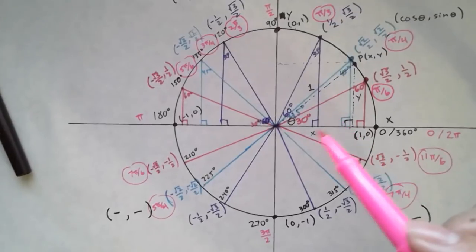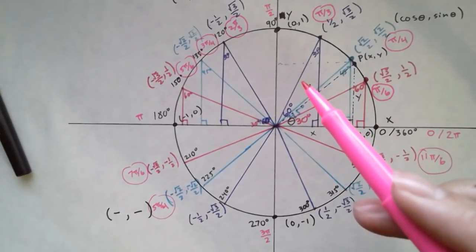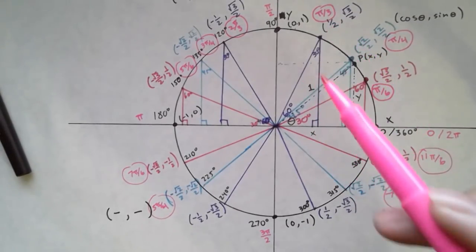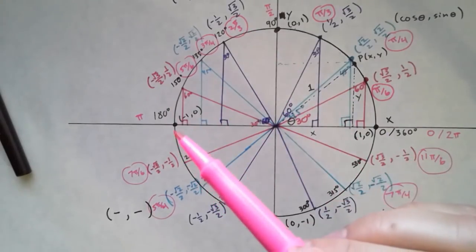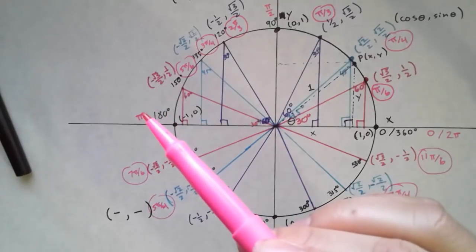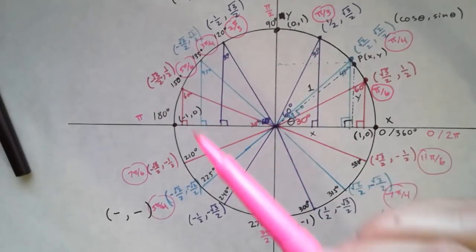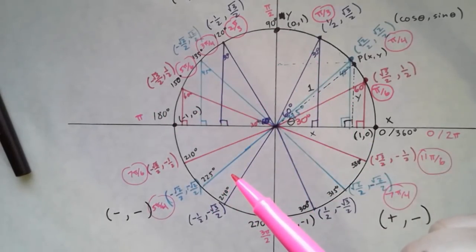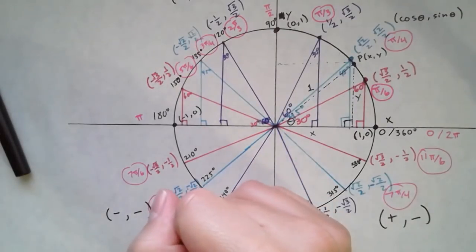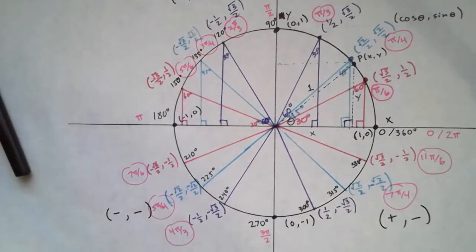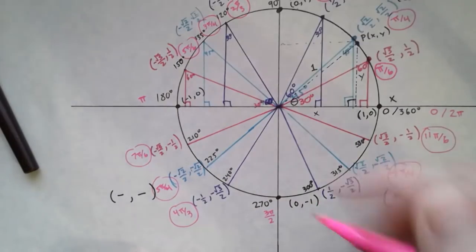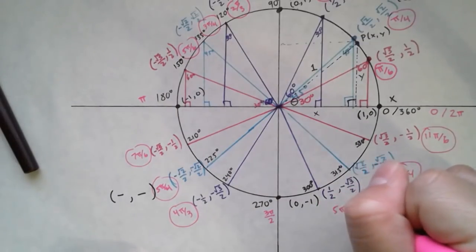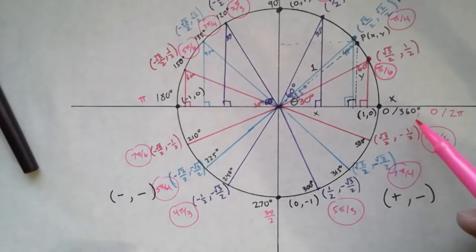Same thing, last one, 60 degrees, pi over 3, 120 degrees, 2 pi over 3, 180 degrees, 3 pi over 3, simplifies to pi. So then 240 degrees is 4 pi over 3. Okay, 4 pi over 3. 5 pi over 3. And then finally 6 pi over 3, which simplifies to 2 pi.